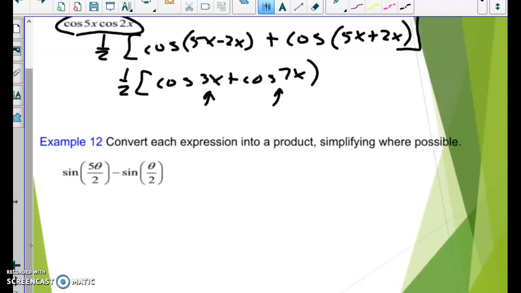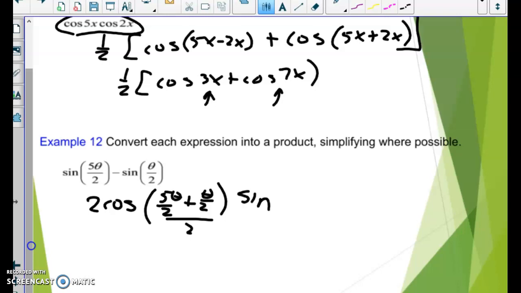So if we look on our sheet, there's a sine minus a sine. So again, there's four formulas. Pick the one with the minus sign in it. So all we're doing is plugging into it. So I'm going to say 2 cosine of (5 theta over 2 plus theta over 2) divided by 2, times the sine of (5 theta over 2 minus theta over 2), again, divided by 2.